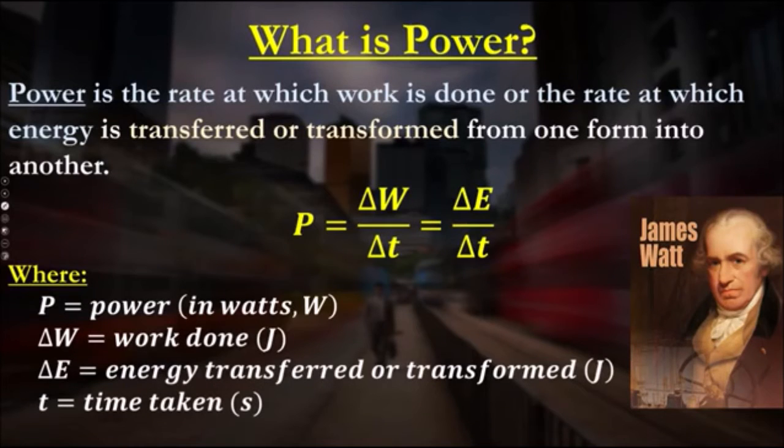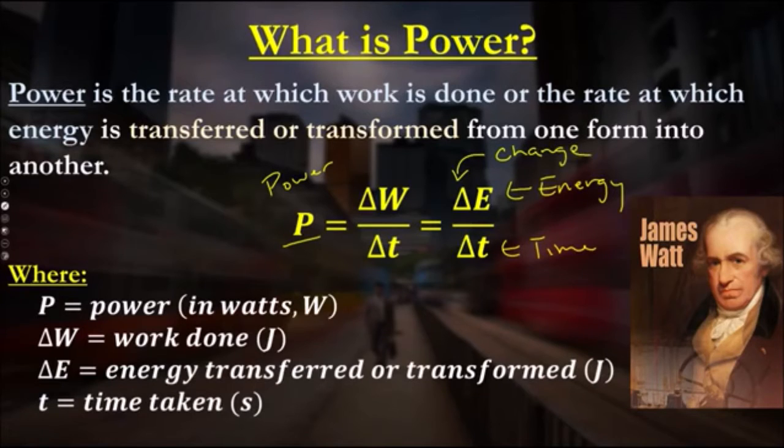So now we can confidently say that power is just a change of energy over time. Remember, delta means change. That's the same thing as saying the change or the work done. Work done is just the change in energy anyways. Power is measured in watts, named after the guy who looked into it, James Watt. Work done is still in joules, energy in joules, time in seconds.